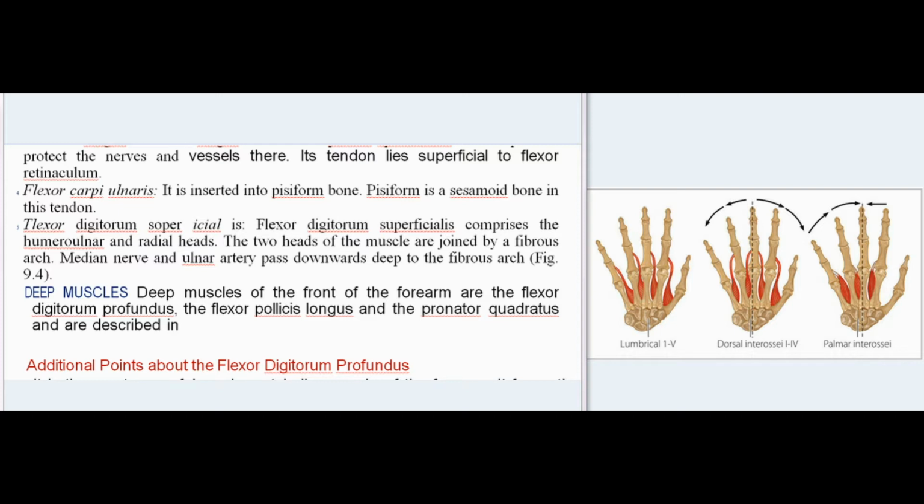5. Flexor digitorum superficialis. Flexor digitorum superficialis comprises the humeroulnar and radial heads. The two heads of the muscle are joined by a fibrous arch. Median nerve and ulnar artery pass downwards deep to the fibrous arch, Fig 9.4. Deep muscles. Deep muscles of the front of the forearm are the flexor digitorum profundus, the flexor pollicis longus and the pronator quadratus, and are described in additional points.